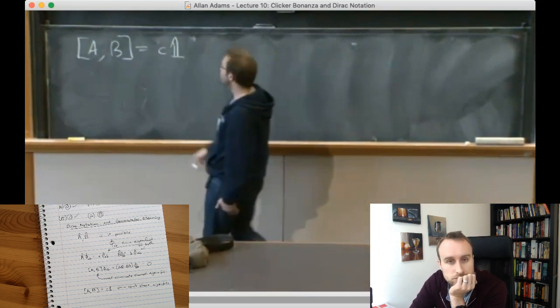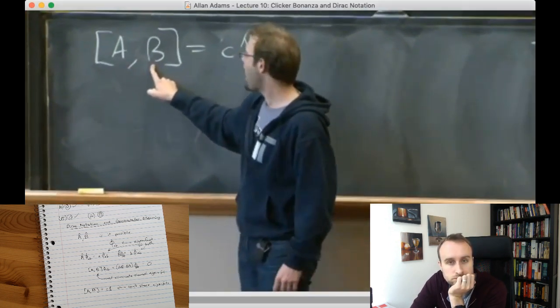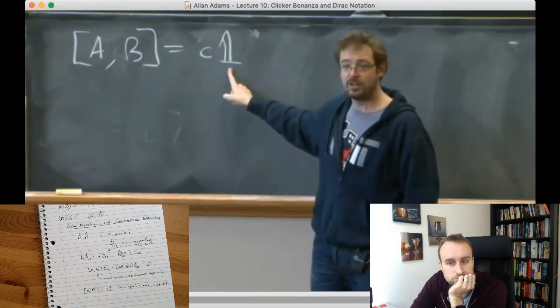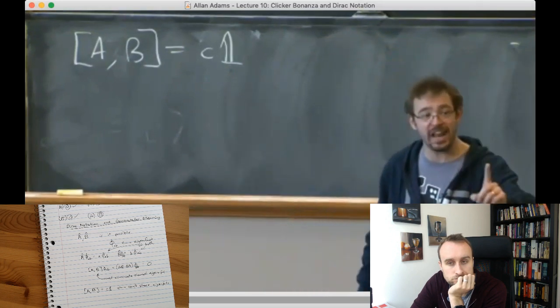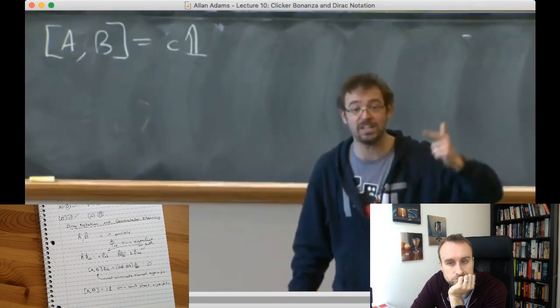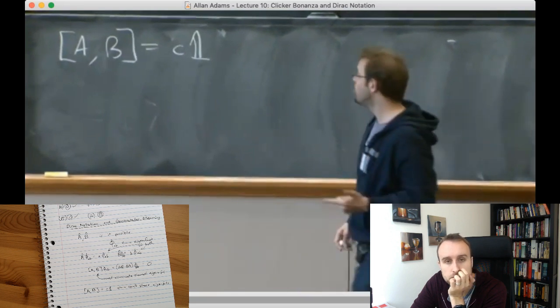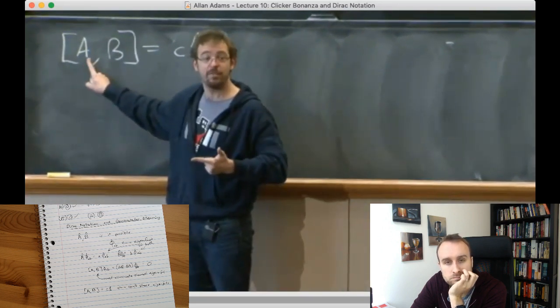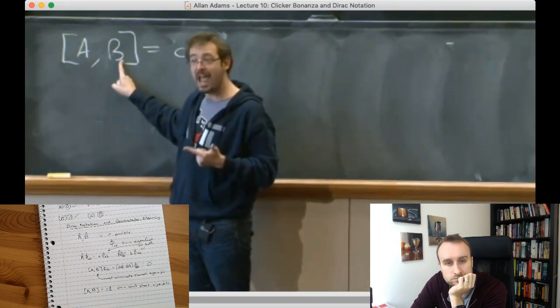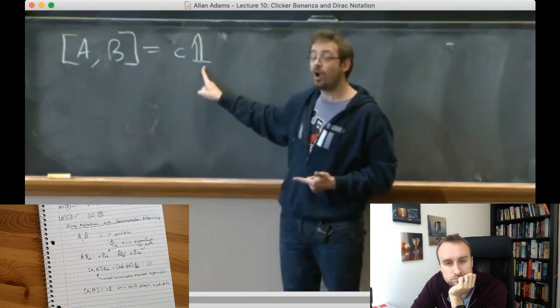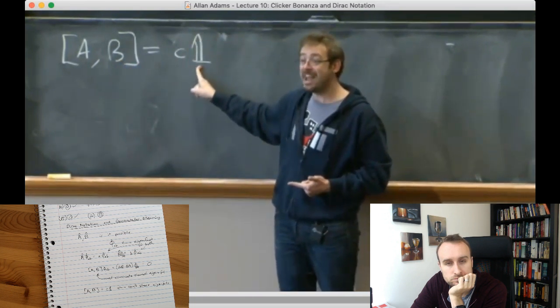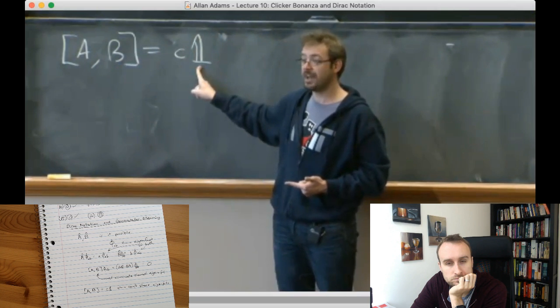Cool? If A and B are two observables, and their commutator is proportional to the identity, is it possible that there is a state with a definite value of A and a definite value of B simultaneously? No. Because the state with the definite value of A would be an eigenfunction of A, and the state with the definite value of B would be an eigenfunction of B. And there are no common eigenfunctions of A and B, because the commutator never kills the state. It has no zeros.